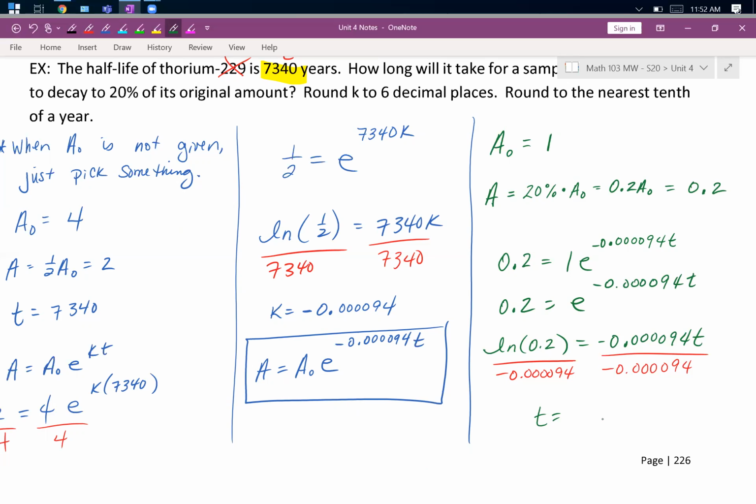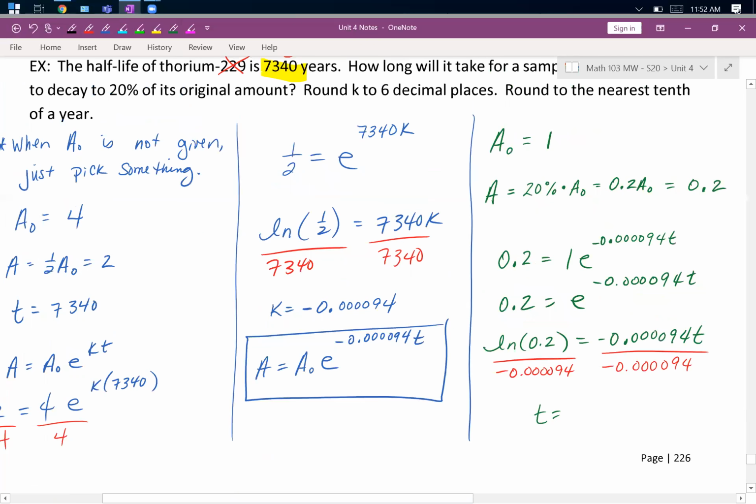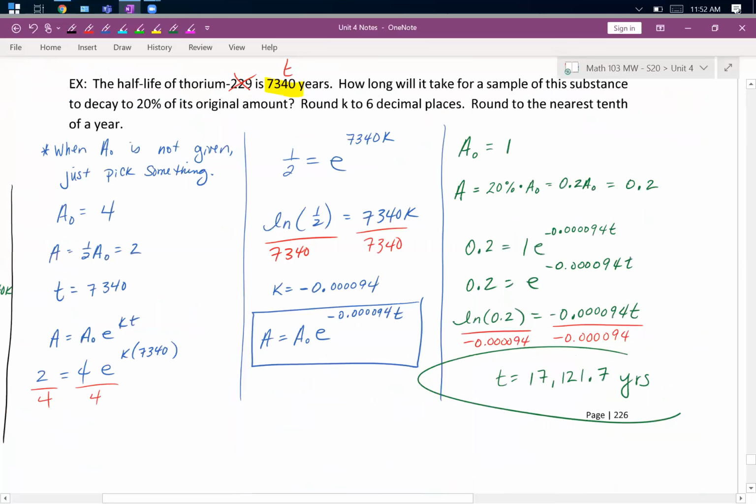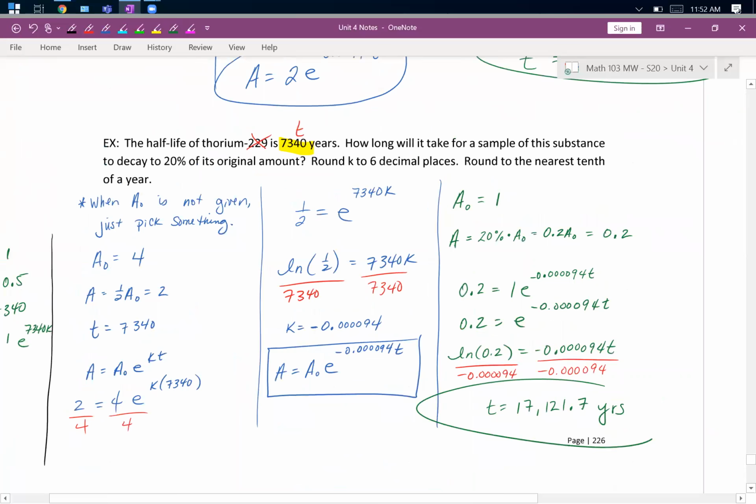So now we'll actually divide, and we get t to be equal to, and we're rounding to the nearest tenth, 17,121.7 years. I know this is a big number, but this number should make sense to us. So the way half-life works is it gives us a time period where half of the substance disappears. So in 7,340 years, half disappears. So that means we're at 50%.